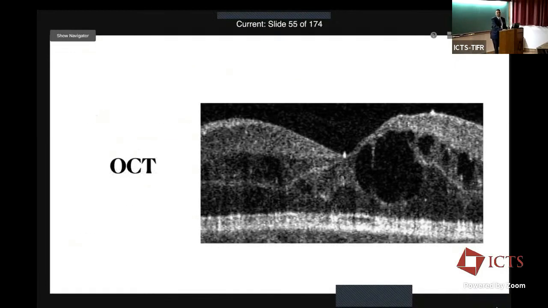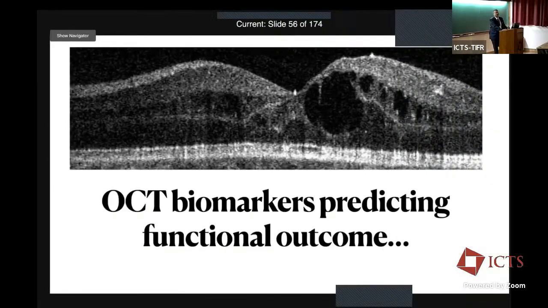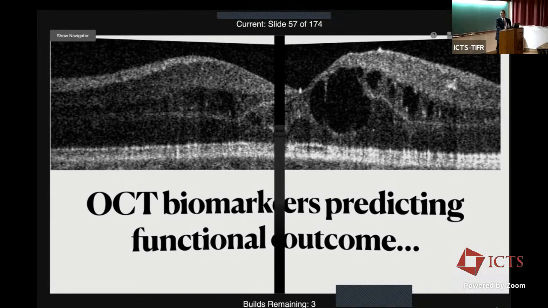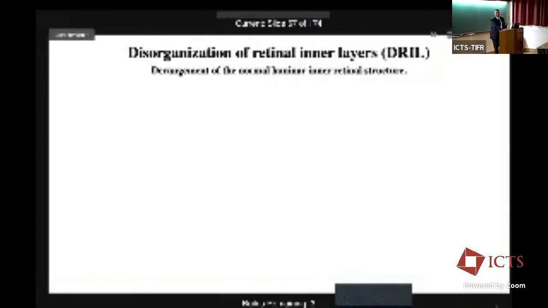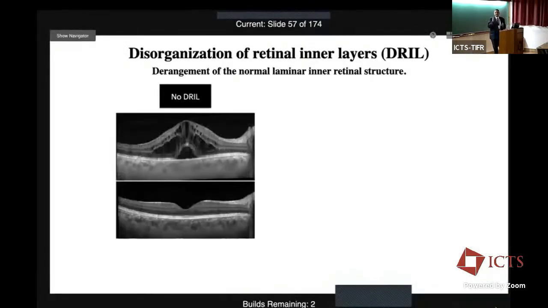OCT is our workhorse. Without that, managing diabetic retinopathy is next to impossible. Optical coherence tomography has multiple markers which have now been described. These are the biomarkers which can tell us something about the functional outcome of the disease. There's something called DRIL. I'm just giving these terms because they are all useful when you think of developing any algorithm. So basically OCT is a cross section of the retina, and if the inner layers get smudged, and you're not able to make out the inner retinal layers, that's called DRIL. And it's very strongly correlated with poor vision, even after the treatment.